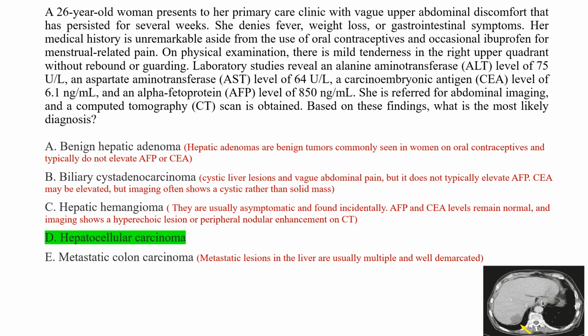And option C is incorrect because hepatic hemangioma is often asymptomatic and discovered incidentally, and alpha fetoprotein and carcinoembryonic antigen levels are typically normal, and imaging shows a characteristic hyperechoic appearance on ultrasound or a peripheral nodular enhancement on CT scan. And option E is incorrect because metastatic lesions in the liver are usually multiple and they are well demarcated.